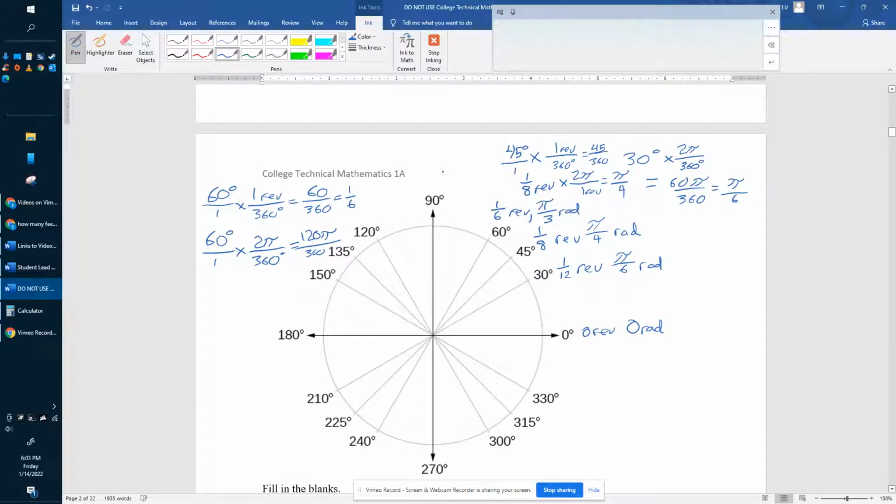One more, let's do 90 degrees. 90 degrees, we can kind of see that that's 1/4 of the way around the circle, but let's do this mathematically.